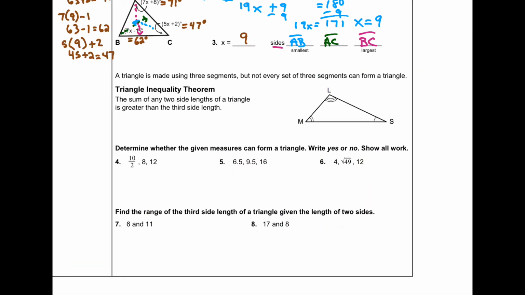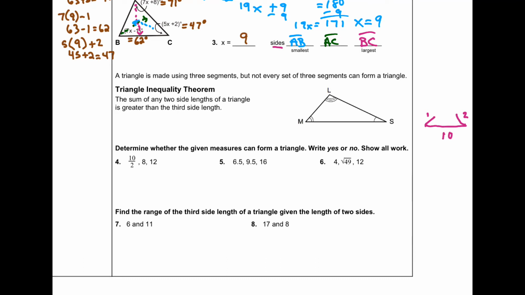All right, a triangle is made using 3 segments, but not every set of 3 segments can form a triangle. So for example, picture that I had a line that was 10 units long. If I had lines that were 1 and 2 units long, there's no way that those endpoints are going to touch. So not all sets of 3 segments are possible to make a triangle. So we're going to talk about how we figure that out and how we make sure of that.